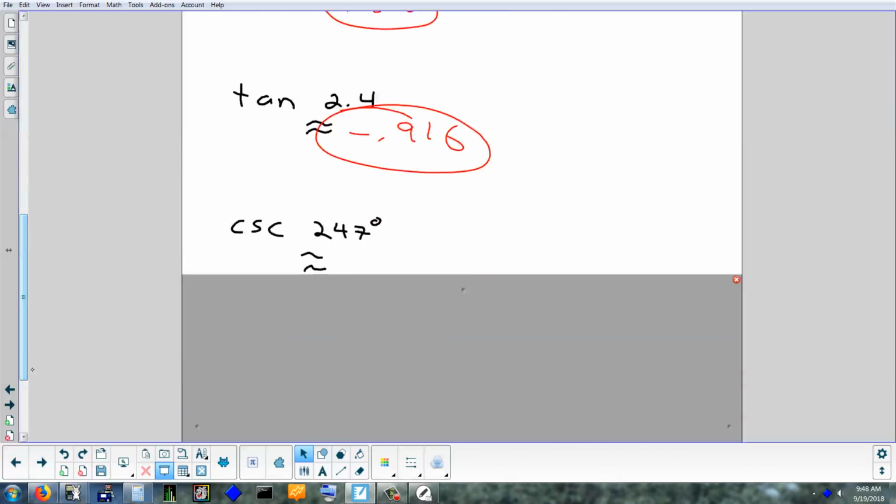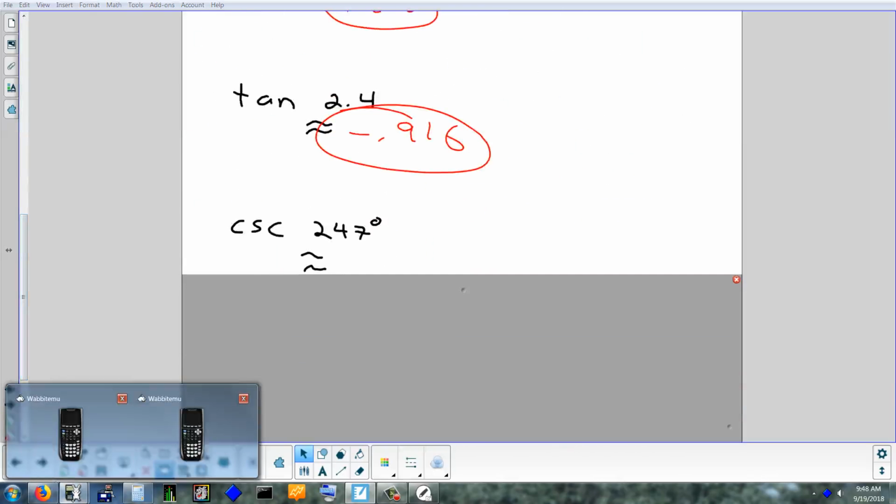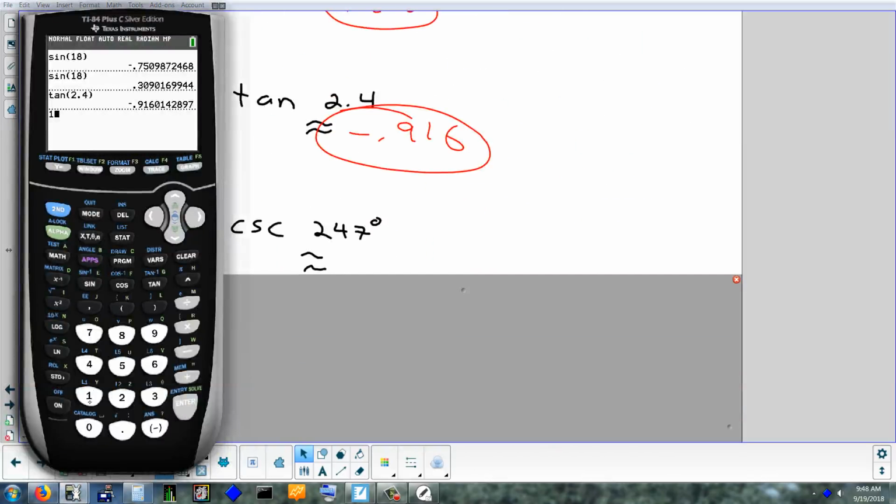Back here. So they're asking for the cosecant. Well, I don't have a button for that. But what I can do is take the sine and flip it. So take one, just put it in the bottom of a fraction. So that's how you find the cosecant.